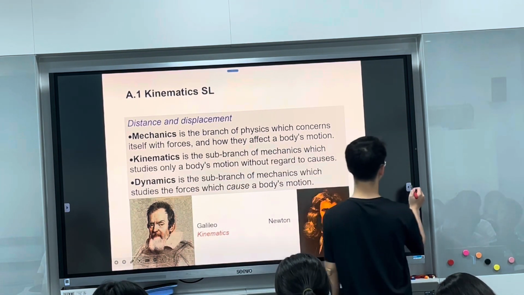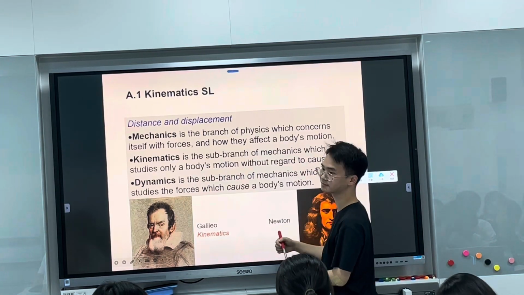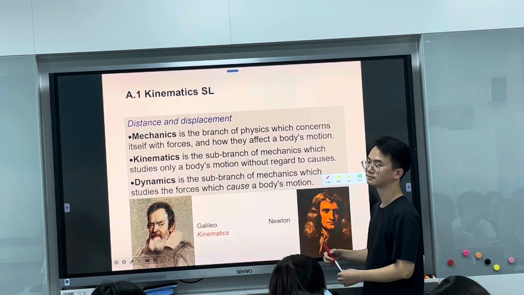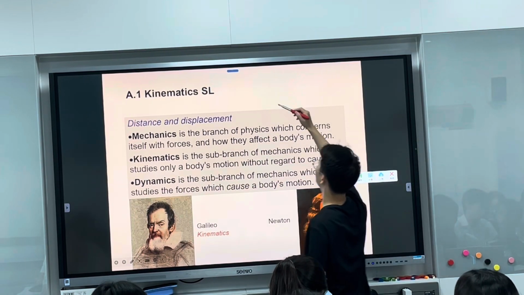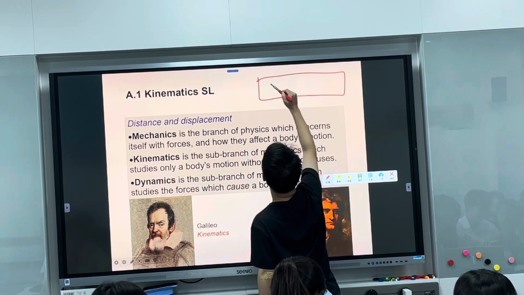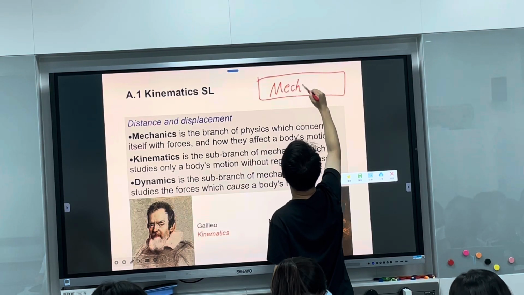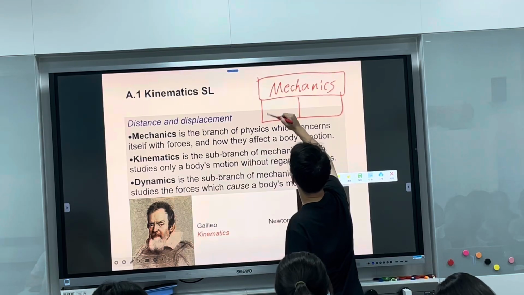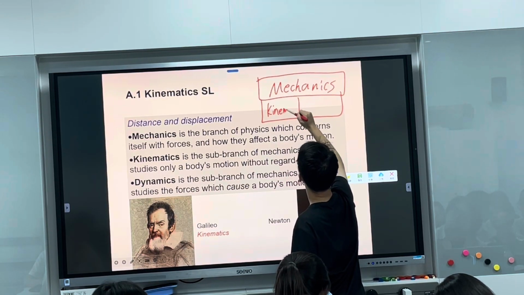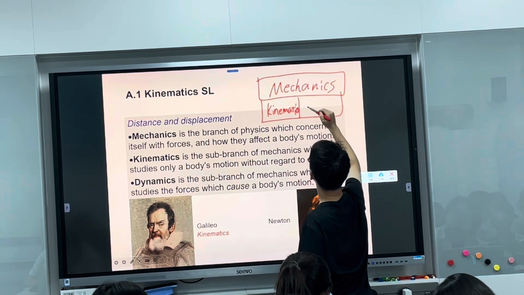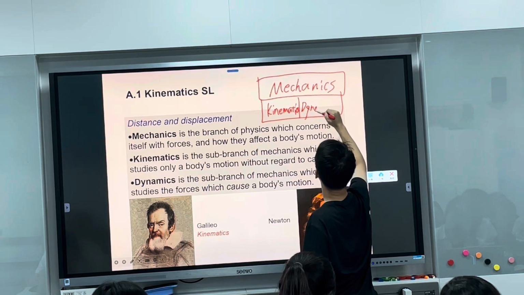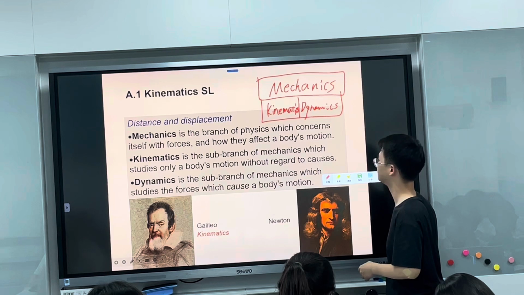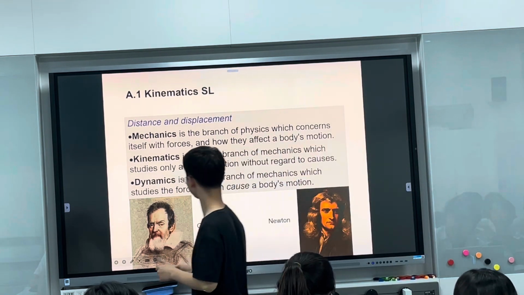Mechanics is the main branch. Okay. And then kinematics and dynamics are the sub-branches. So maybe like this. This is our mechanics, and under it we have kinematics and dynamics. Like that, right? Okay. So, very good.